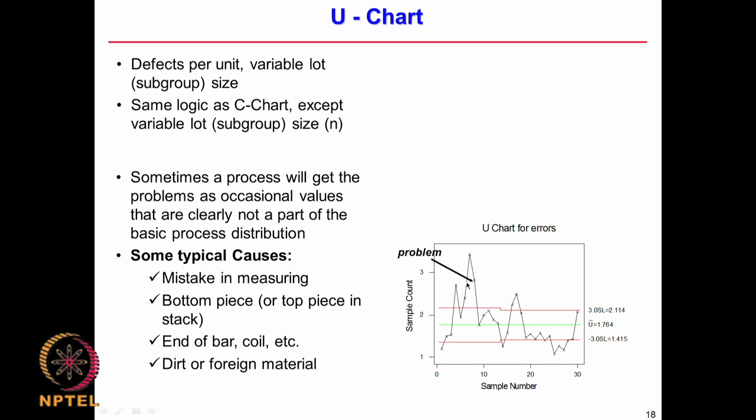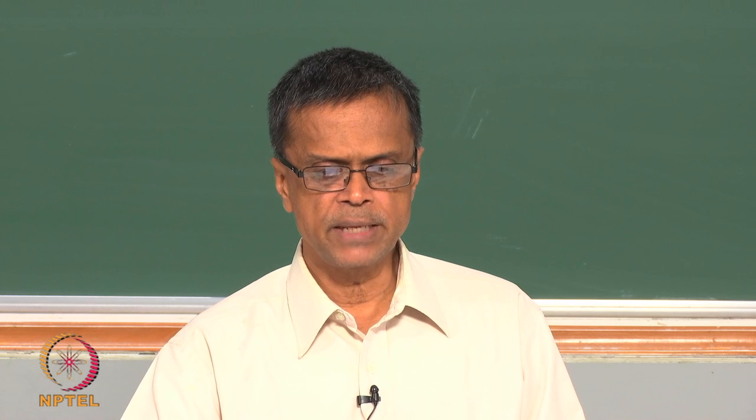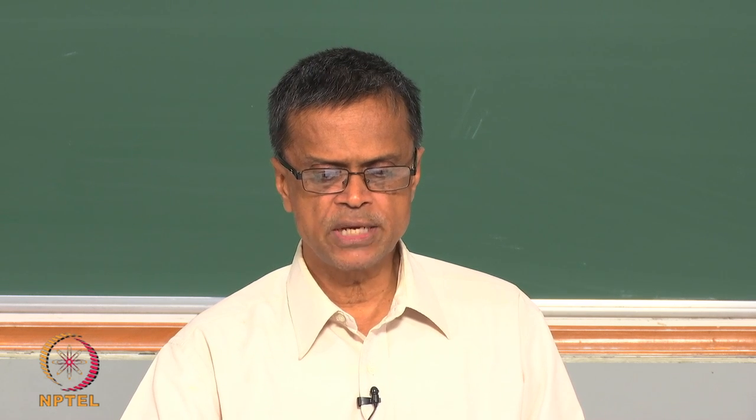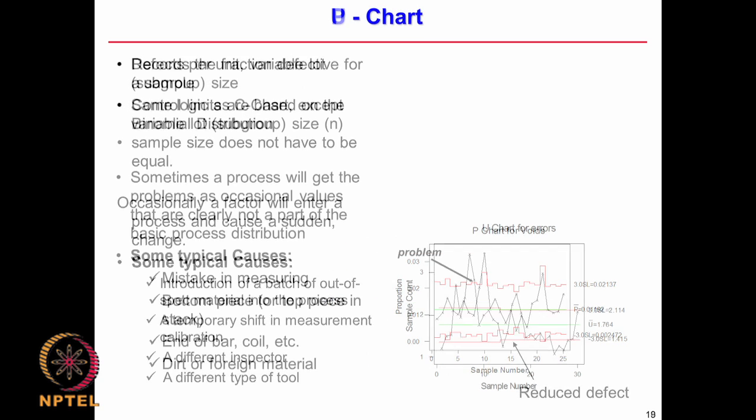Sometimes the process may go like this, suddenly variable. Sometimes the process will get a problem as occasional values that are clearly not a part of the basic process. So, a mistake in measuring, or a bottom piece on top of a piece stack, end of bar, so many different reasons, one point may be going up. So, the U chart is almost like the C chart, only the number of samples you take in each lot may vary, whereas in the C chart every time you take the same set of samples in a subgroup.